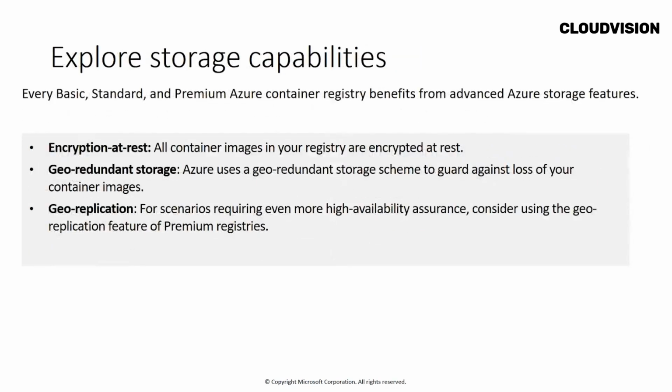Now, as I was talking about the storage capabilities, basic, standard, and premium container registry tiers benefit from advanced Azure storage features like encryption at rest for image data, so that we can provide security, and geo-redundancy for image data protection, which is available in your premium plan. As I was saying about encryption at rest, as soon as I create any image and put it into the container registry, it is by default stored in an encrypted format so that untrusted users can't access it. Geo-redundant storage.